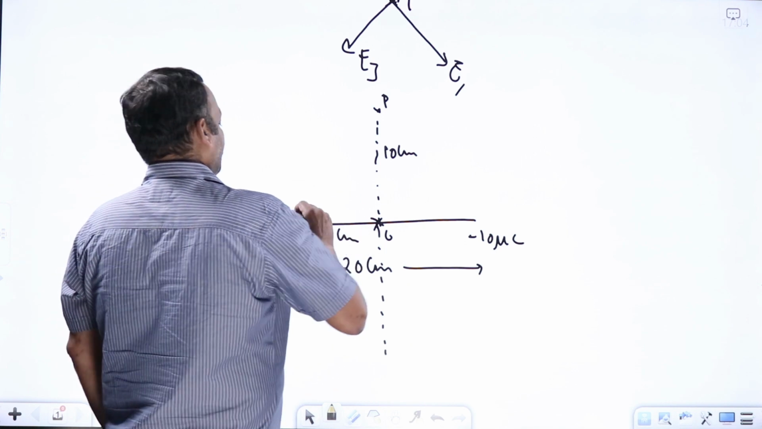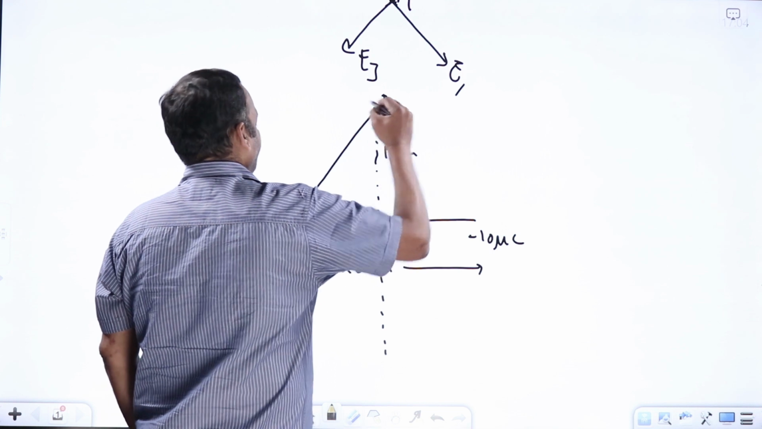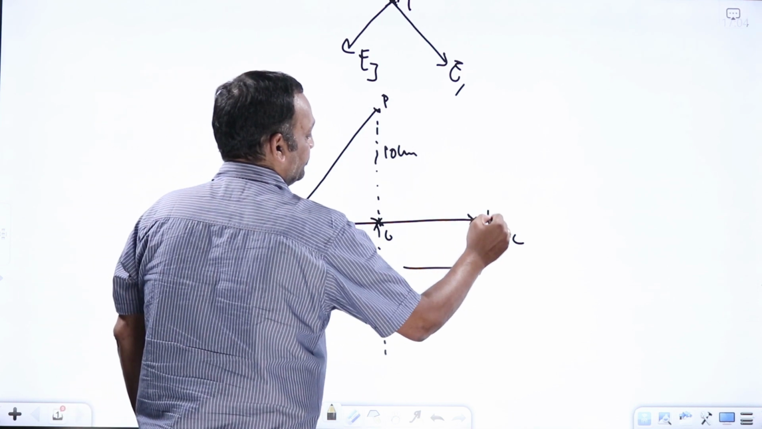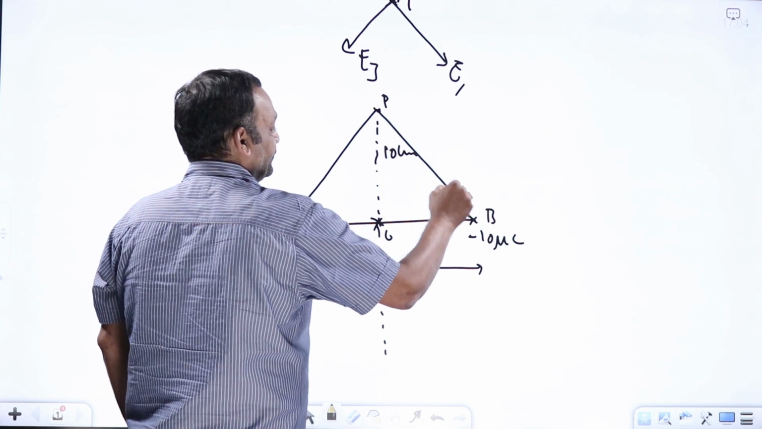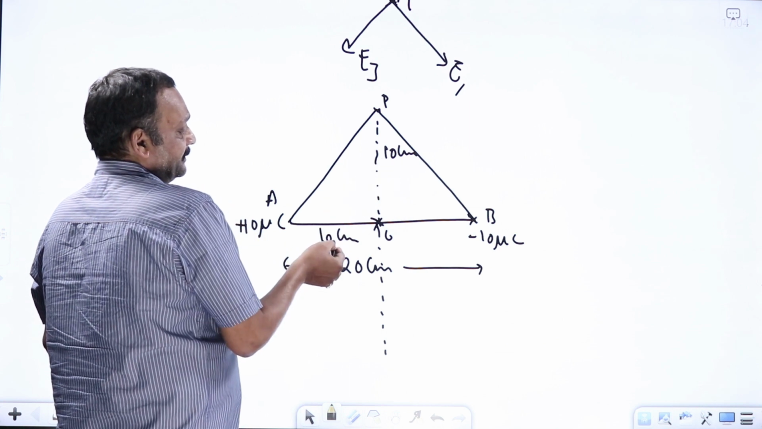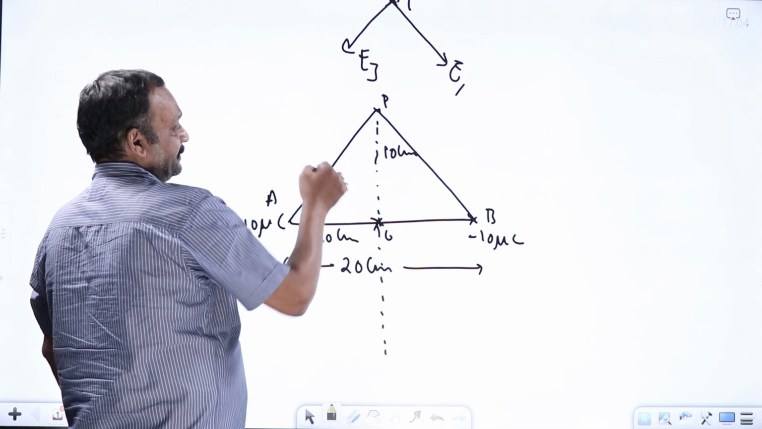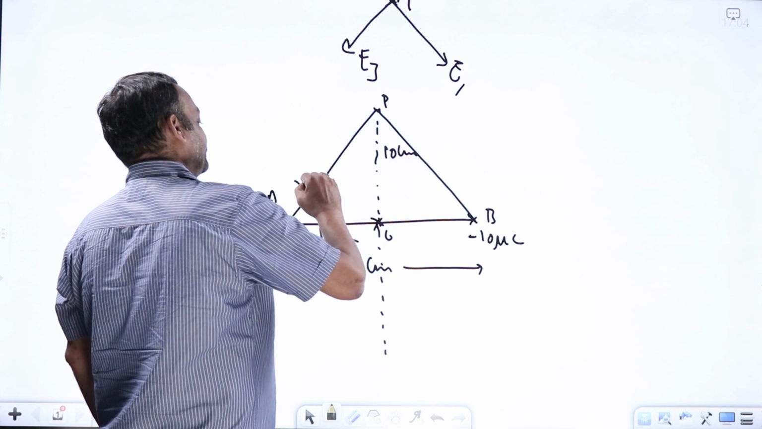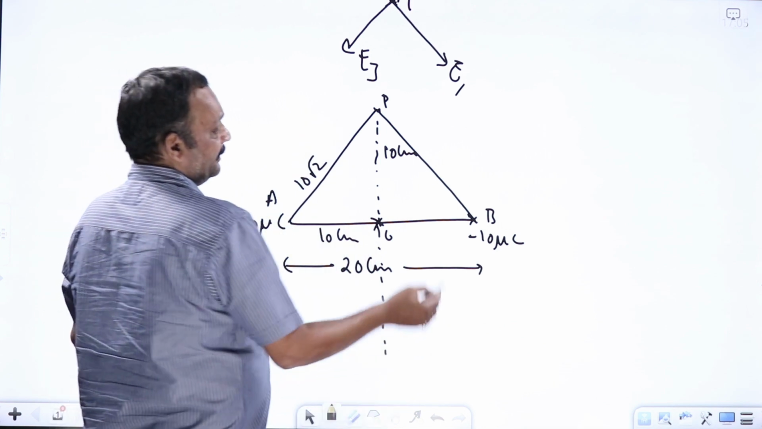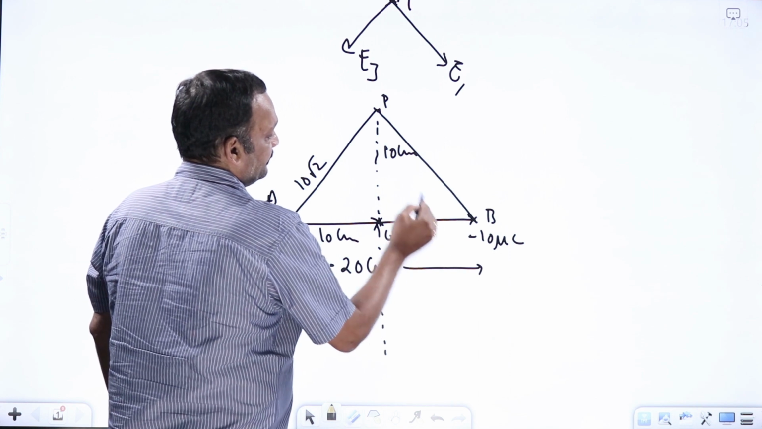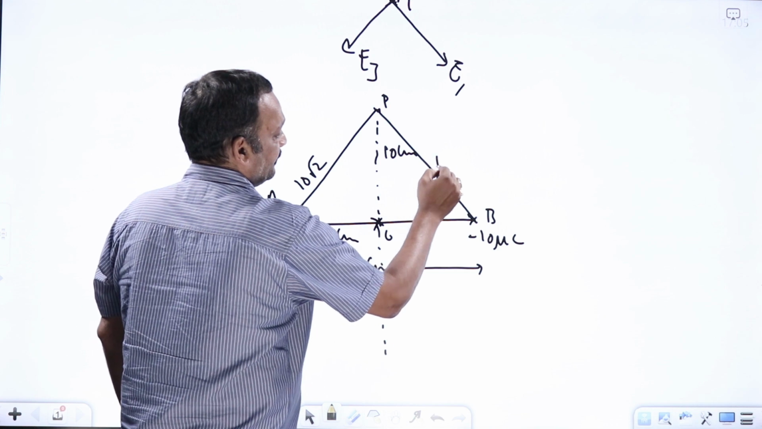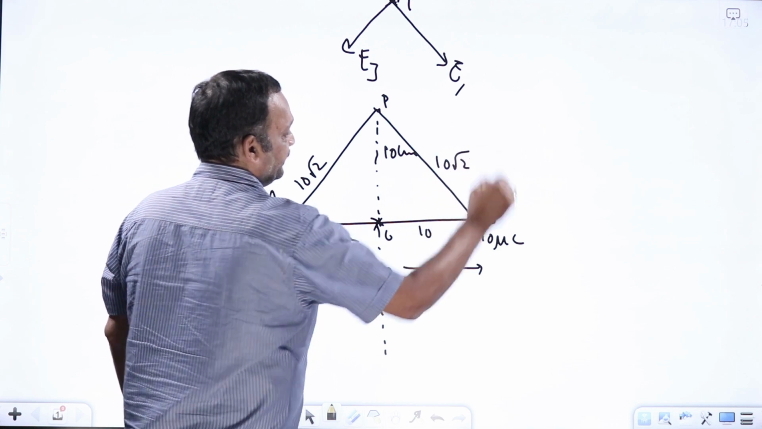Now I'll join these two points. I'll call this point A and this point B. This is BP. Now this is 10 centimeters, this is 10 centimeters, so what is this? Root of 10 square plus 10 square. This distance AP equals 10 root 2 centimeters. Similarly, this is also 10 centimeters, this is also 10 centimeters. Root of 10 square plus 10 square is 10 root 2 centimeters.